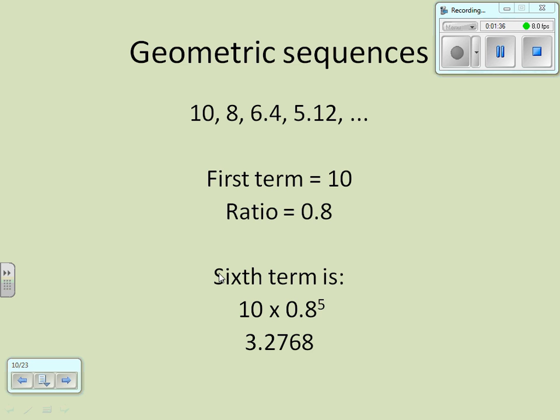Basic formulas then. I'm asked to find out what the sixth term is, and my formula for that was ar to the n-1, or 10 times 0.8 to the power of 5. 6 take away 1 is 5. That's how I got the 3.2768 on there.